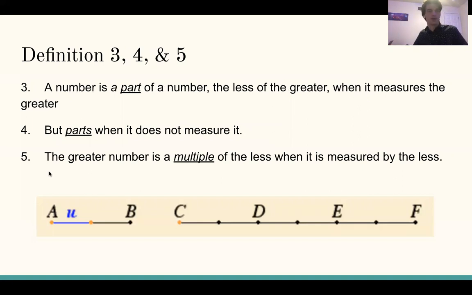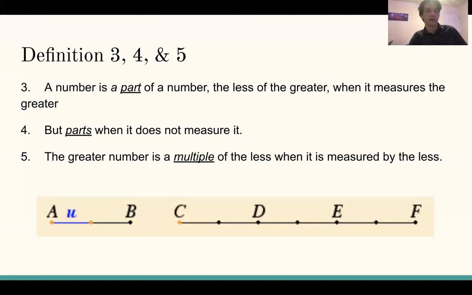And then for definitions 3, 4, and 5, definition 3 states that a number is a part of a number, the less of the greater, when it measures the greater. If you look at U on A to B, U is a part of that segment because it measures AB. When he says measures, he pretty much says that U can be multiplied to get AB, so a measure is kind of like a divisor. It's called a part when it does divide it, but parts when it doesn't. They're really close and it's kind of confusing. It's really important not to get part and parts confused.